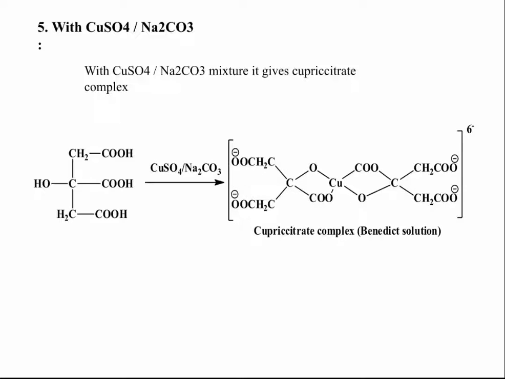With copper sulfate and sodium carbonate, citric acid reacts with the copper sulfate and sodium carbonate mixture. It gives a cupric citrate complex. This is the reaction. This cupric citrate complex is also called Benedict solution. It is a mixture of copper sulfate, sodium carbonate and citric acid.